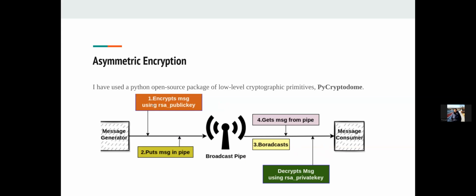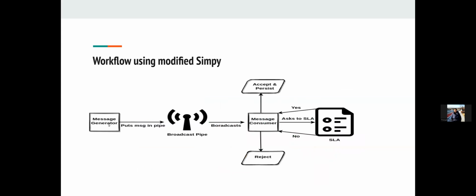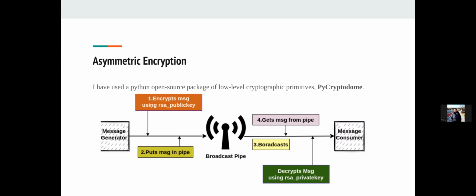Okay, now after integrating the asymmetric encryption, some more things have been added here. Normally the message generator pushes the message directly into the broadcast pipe, but here first the message is encrypted using a public key, and after encryption that message is put in the broadcast pipe. The broadcast pipe then, as usual, broadcasts the message, and the message consumer now gets the message from the pipe, but after getting the message, it decrypts the message using the RSA private key.